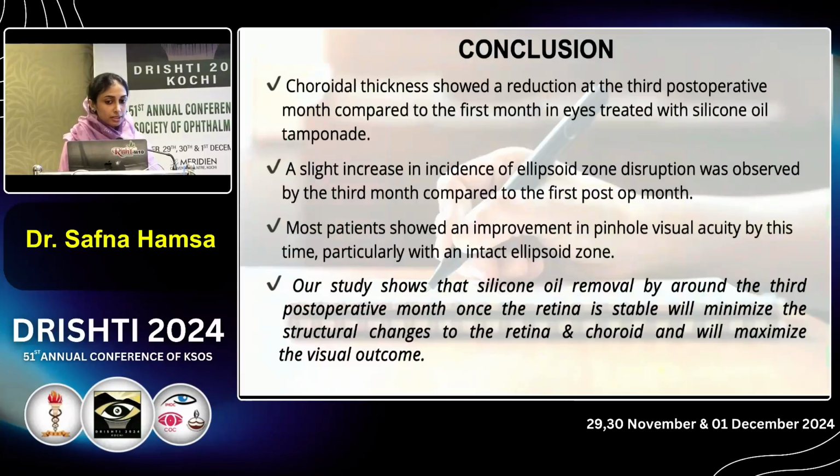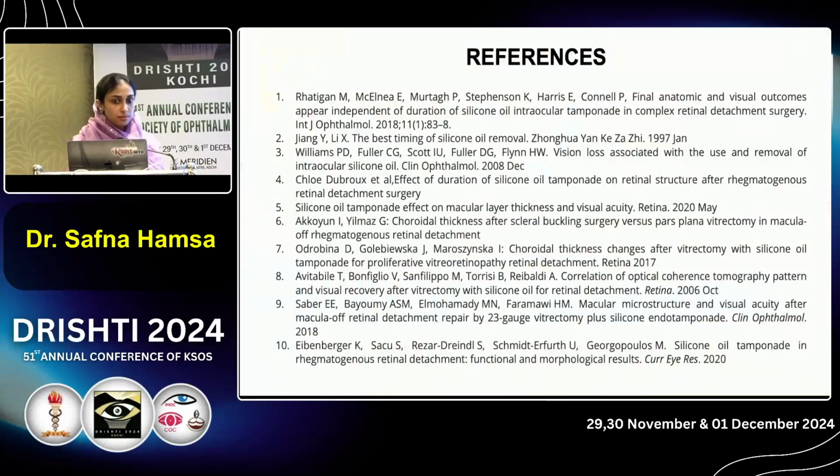So, choroidal thickness showed a reduction by the 3rd post-op month compared to the 1st month in eyes treated with silicone oil tamponade. A slight increase in the number of cases with ellipsoid zone disruption was also noted by the 3rd post-op month. Most patients, however, showed an improvement in their pinhole visual acuity by this time, particularly patients with an intact ellipsoid zone. So, our study shows that silicone oil removal by around the 3rd post-op month, once the retina is stable, will minimize the structural changes to the retina and choroid and maximize the visual outcome. These are my references. Thank you.